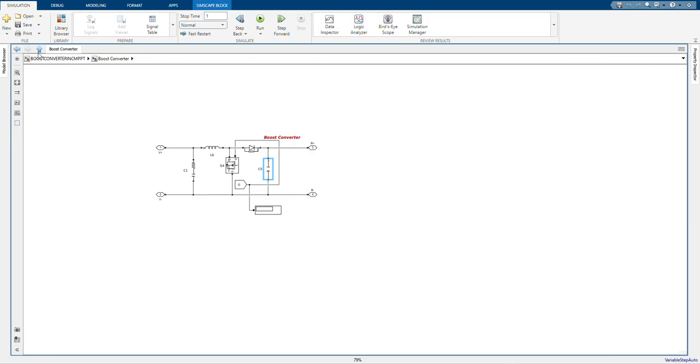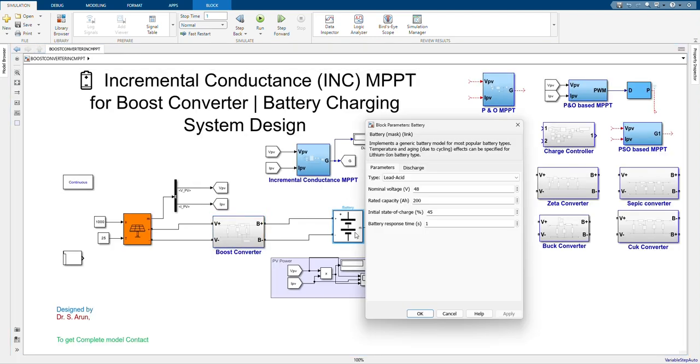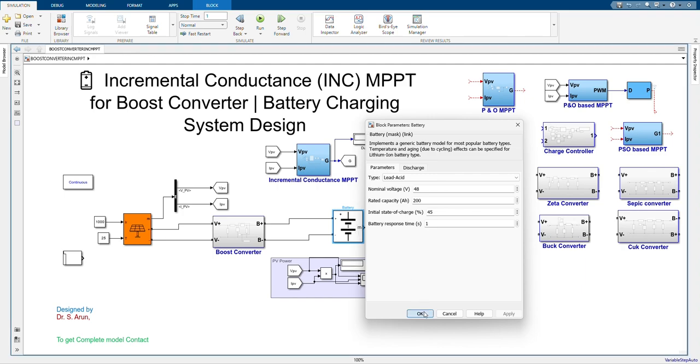Then after that, this boost converter output is connected to the battery circuit. I chose a lead acid battery here. The nominal voltage is 48 volts. The rated capacity of the battery is 200 ampere-hours. The initial state of charge is 45%.